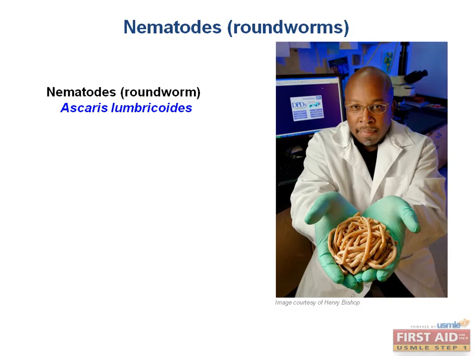The eggs will hatch in the digestive tract, and larvae penetrate the intestinal wall where they enter the bloodstream. From the bloodstream, then they travel to the lungs where they can cause pneumonitis. Amazingly, the larva then migrates out of the lungs up into the trachea, then down into the esophagus and into the GI tract where they mature into adults.